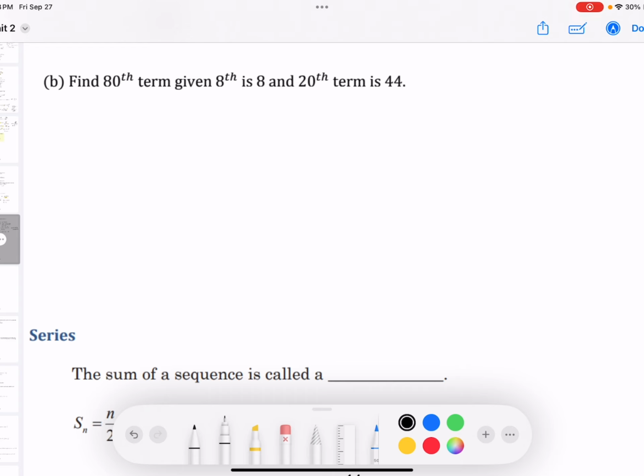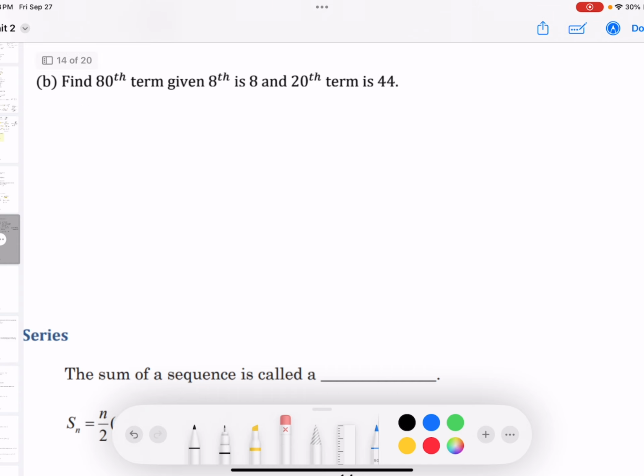So looking for a sub 80, we need to have a sub 1 and 80 minus 1 times d. I need to have a sub 1 and d. So let's find a sub 1 and the d. Okay, later I will show you another method. So a sub 1 can be found from this given information.